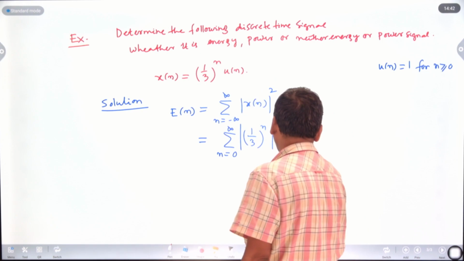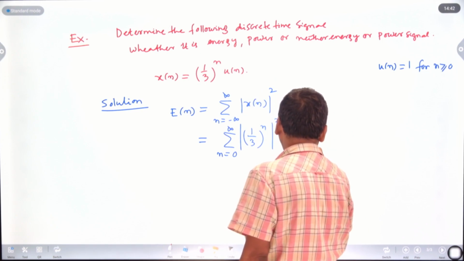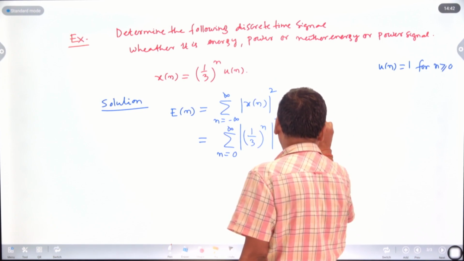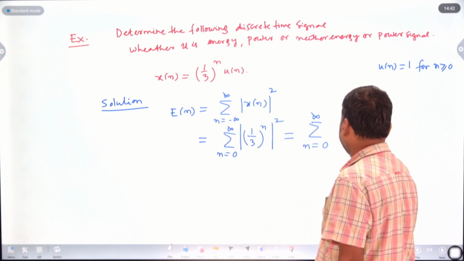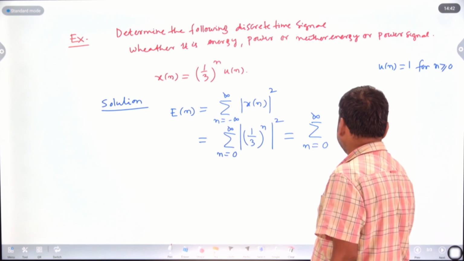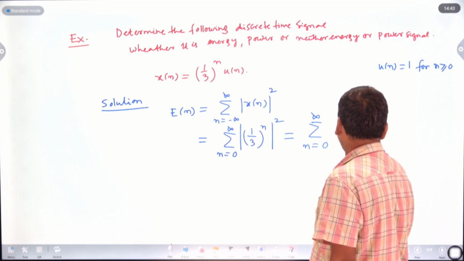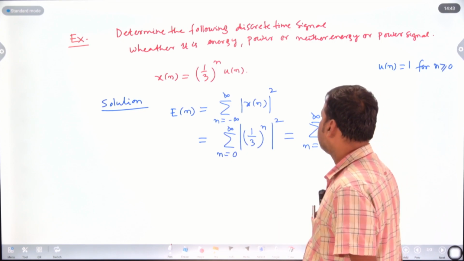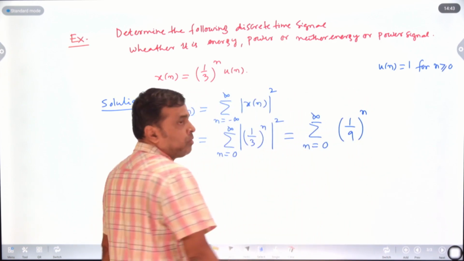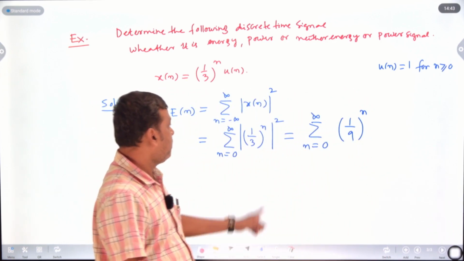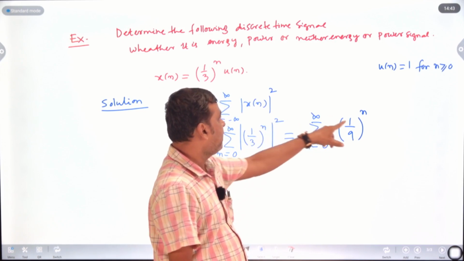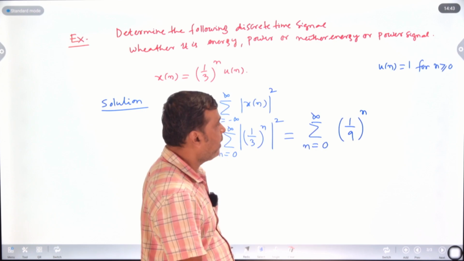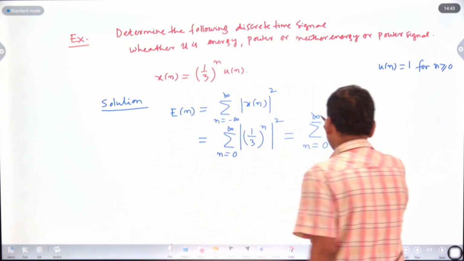And this value can be written as the sigma from n equal to 0 to infinity of (1/3 square). That is, I can write (1/9) to the power n. 3 square is 9, so 1 to the power n over 9 to the power n, that is (1/9) to the power n. And that is a formula.